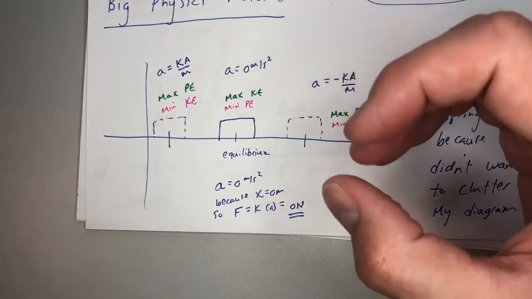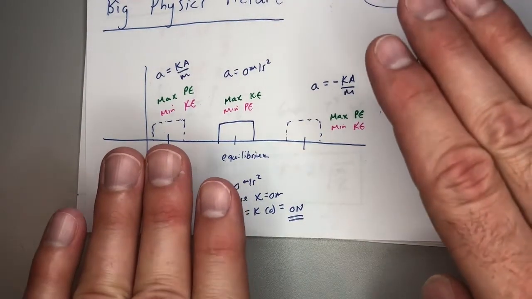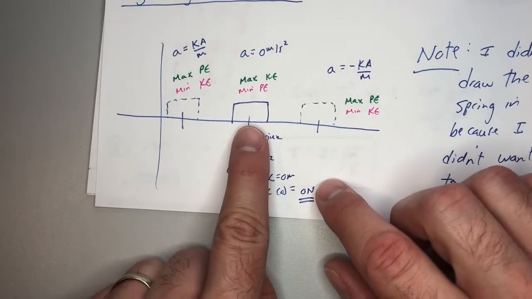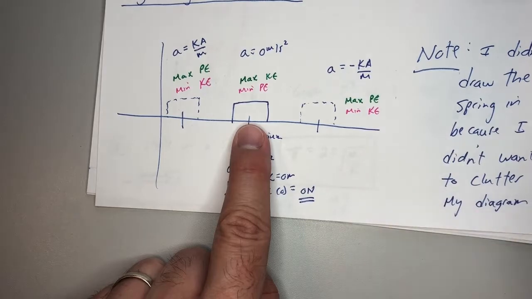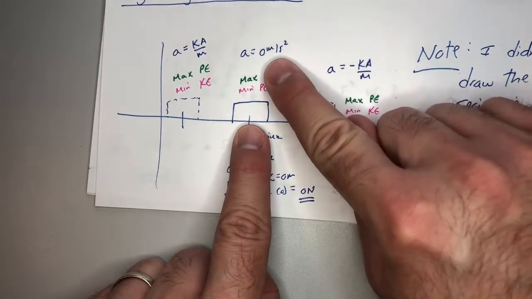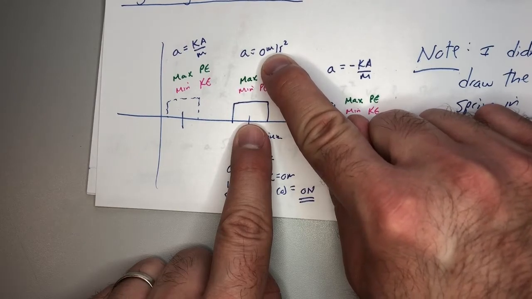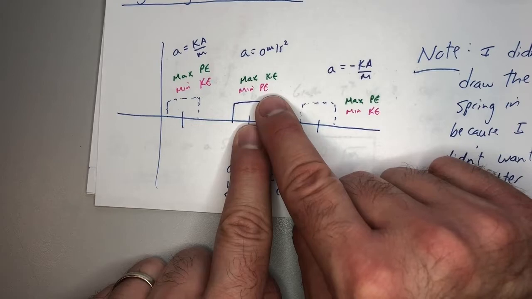And as you release it, it starts to speed up. So its potential energy goes down, its kinetic energy goes up. And at this point right here at equilibrium, technically there's no force acting on it because the x value is 0, so it's not going to accelerate anymore. It's reached maximum velocity, which means it has 0 acceleration. And now it has maximum kinetic energy and minimum potential energy.